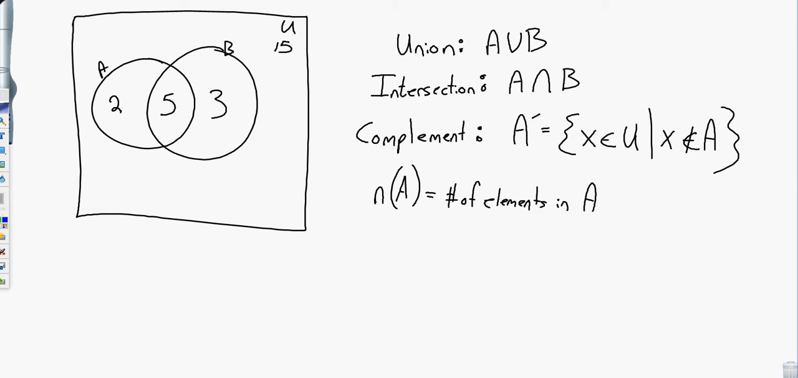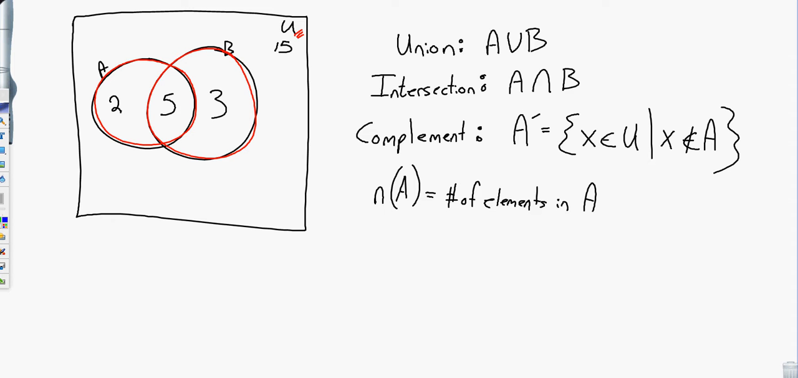All right, so we're going to talk about unions, intersection, complements, and the number of sets. And let's take a look at the standard looking Venn diagram that we may have seen before. So we had the set A, we had the set B, and we have what we call the universal set.